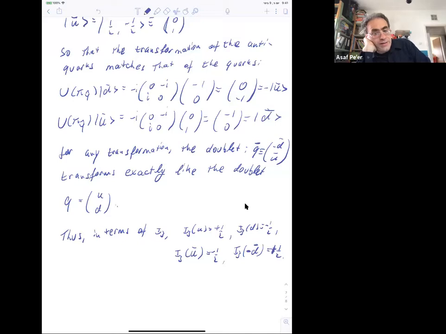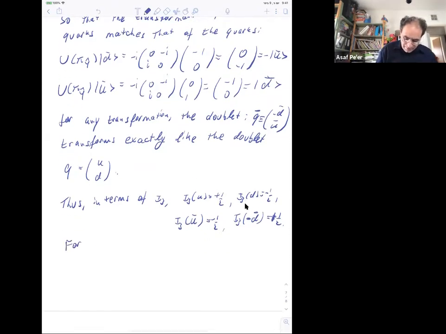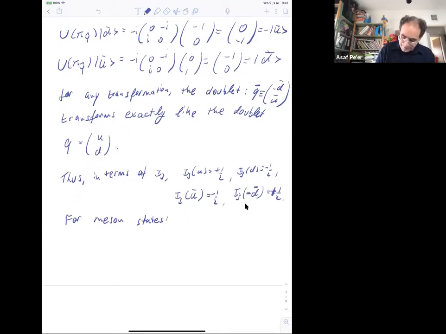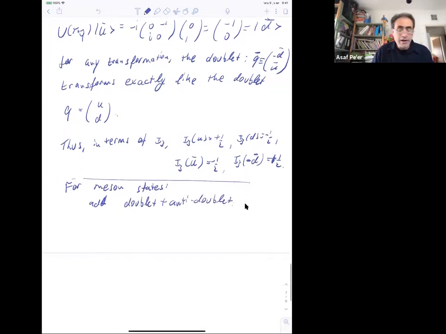So if you want to study the meson states, we now have to add the doublet and anti-doublet. For meson states, you must add the doublet plus anti-doublet. You can have either I equal to 1, total isospin equal to 1, or equal to 0.